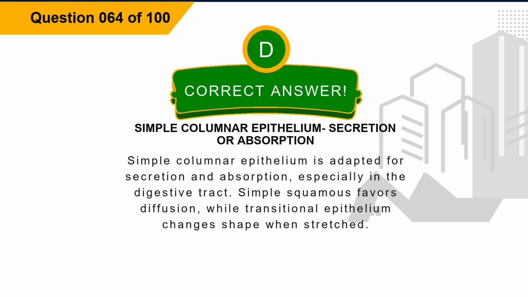The correct answer is option D, simple columnar epithelium secretion or absorption. Explanation. Simple columnar epithelium is adapted for secretion and absorption, especially in the digestive tract. Simple squamous favors diffusion, while transitional epithelium changes shape when stretched.